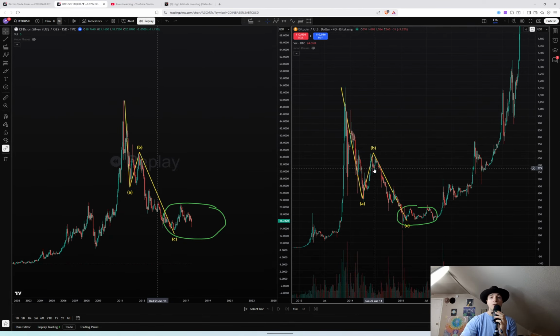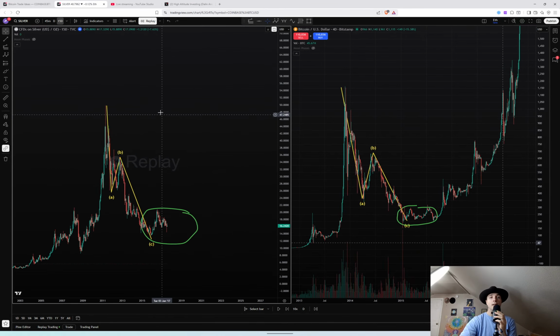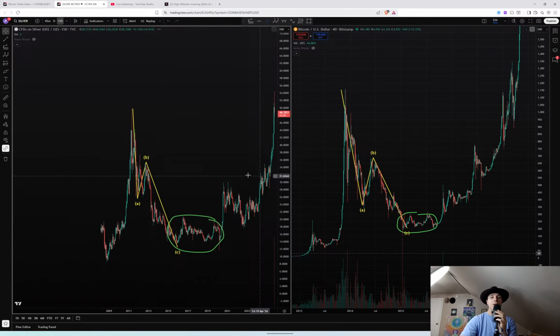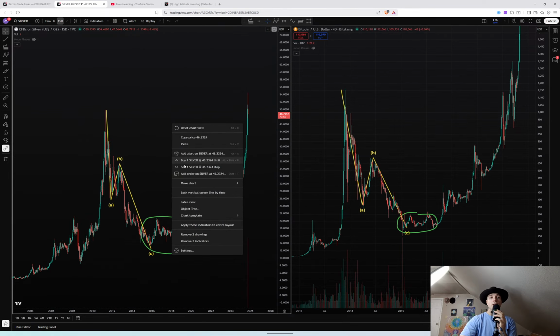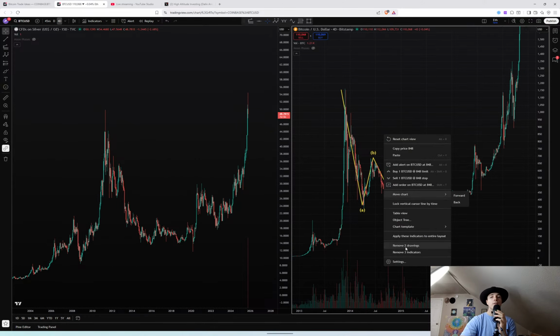And sure enough, silver since then has pumped all the way to a new all-time high, right? It's starting to follow the same big rounded bottom that Bitcoin followed. So I think this is really just the start for silver.